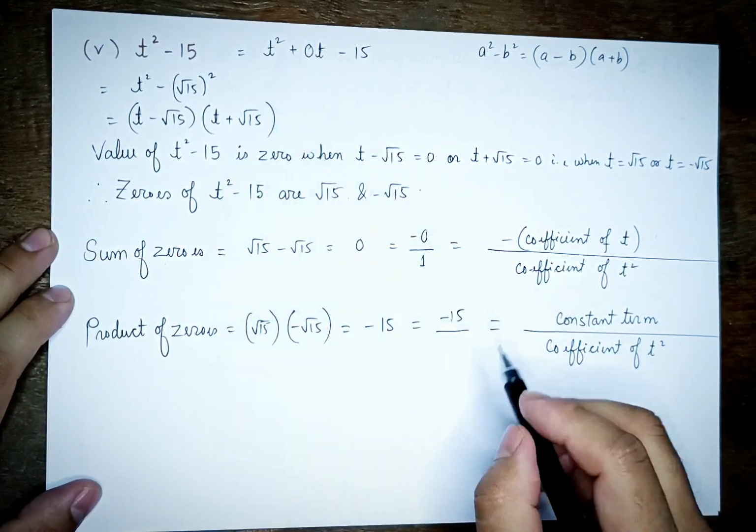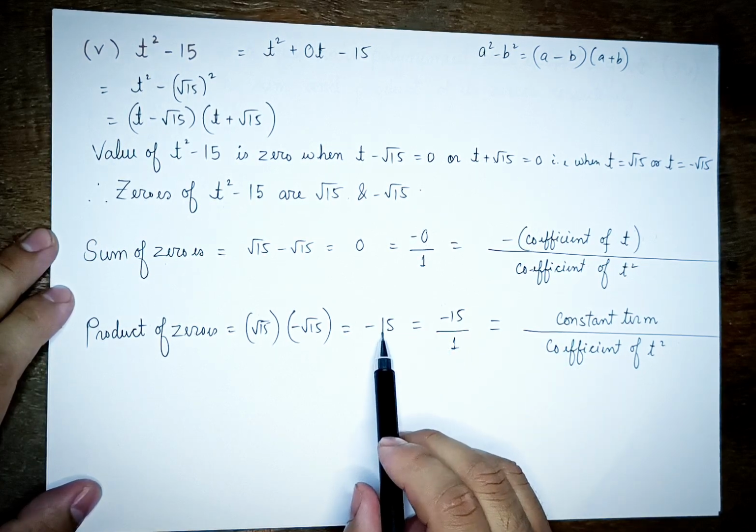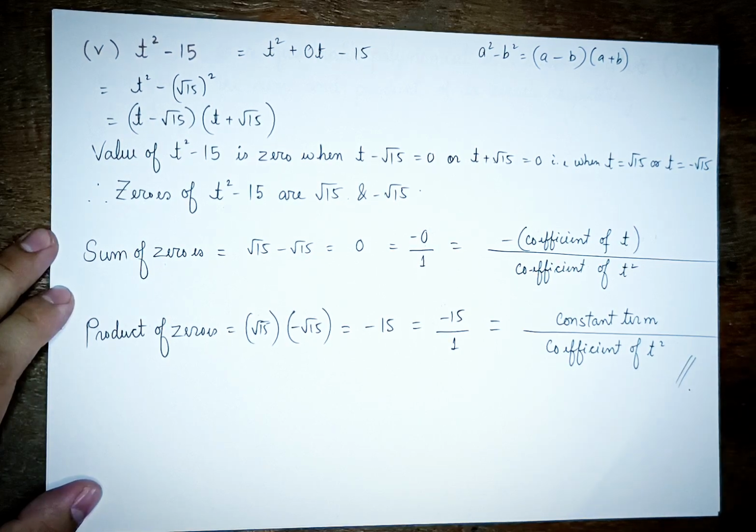Coefficient of t square is 1. After dividing these two, we get minus 15. Minus 15 is equal to minus 15, so the product of zeros is equal to constant term divided by coefficient of t square. Here it finishes.